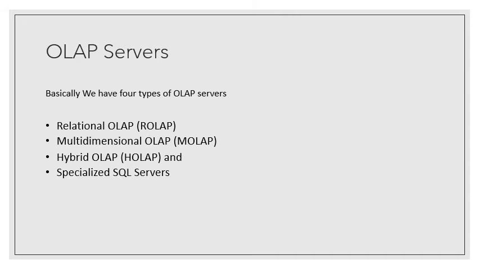Then we have the multidimensional OLAP or MOLAP. MOLAP uses array-based multidimensional storage engines for multidimensional view of data. With the multidimensional data stores, the storage utilization may be low if the data set is sparse. Therefore, many MOLAP servers use two levels of data storage representation to handle dense and sparse data sets.